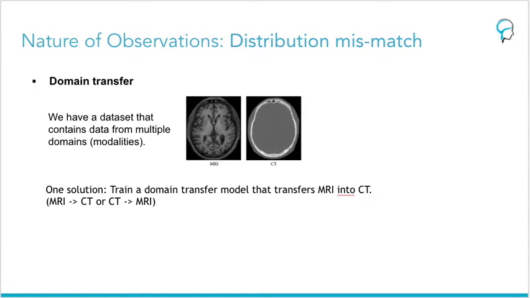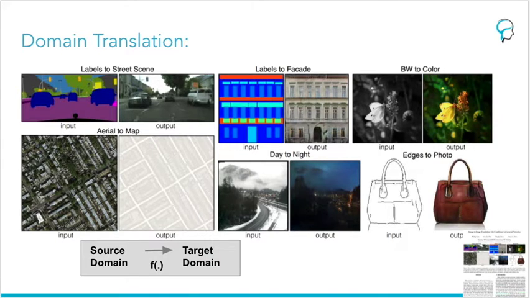So how does domain transfer or translation work? Here, domain translation is the same as domain transfer. They are used interchangeably in the literature. Essentially, we want to learn a function f that translates an image from the source domain to its corresponding version in the target domain. And here you can see some data sets that are used for domain translation in natural images.